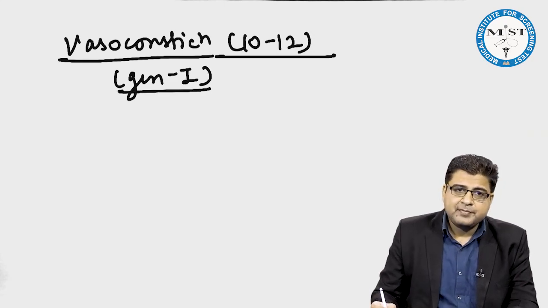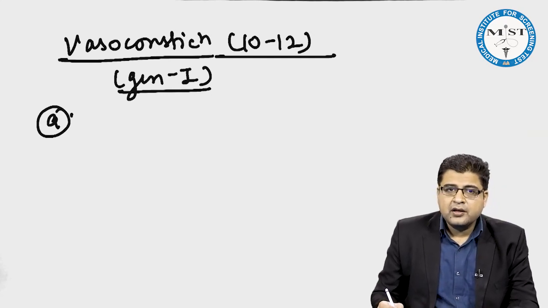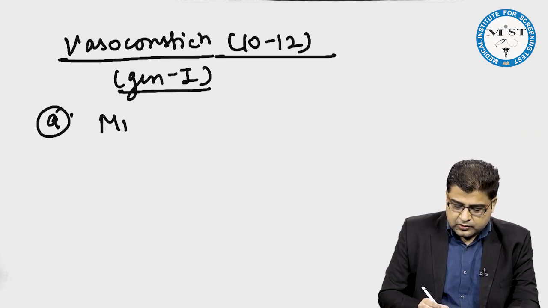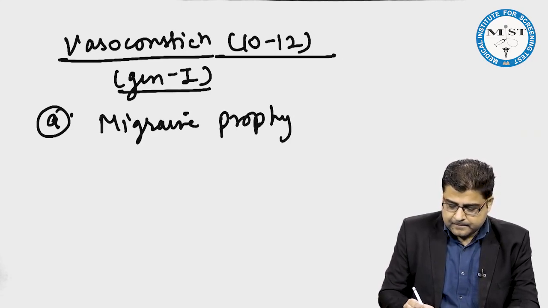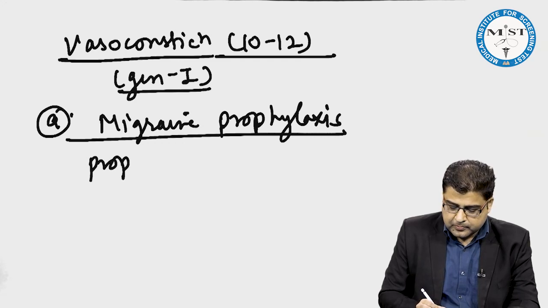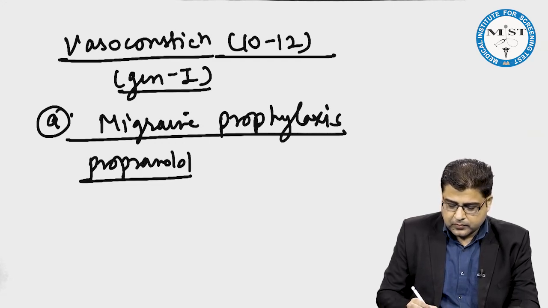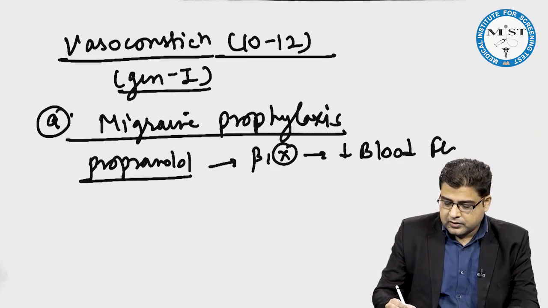So, generation 1 medicines are vasoconstrictors, and because of this vasoconstricting property, these medicines can be used for the treatment of migraine. So, for migraine prophylaxis, whenever we give propranolol, by blocking beta 1 receptor, this medicine can reduce blood flow towards cerebral arteries.